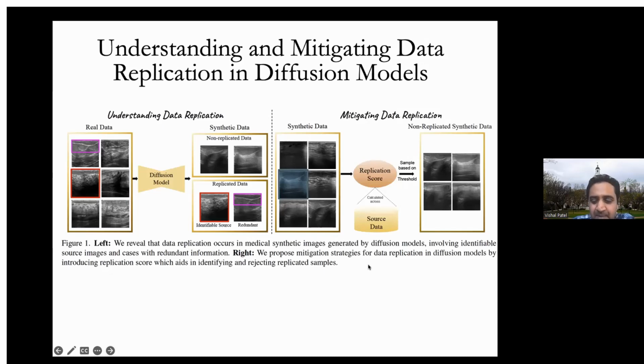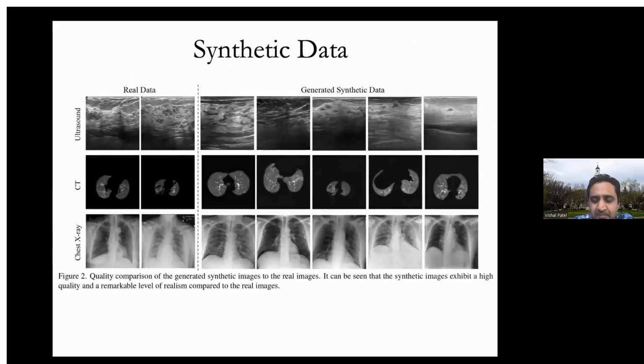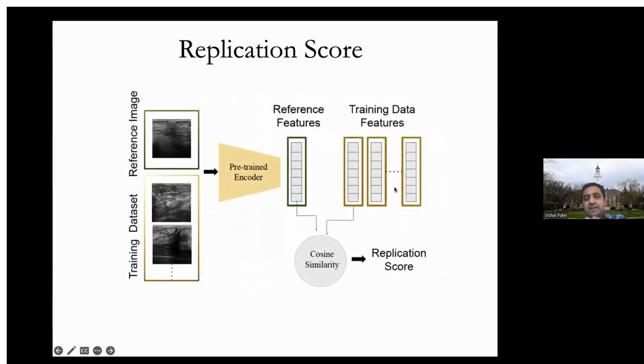So to do that, we came up with this notion of a replication score. And we looked at three different modalities: the X-ray, the CT, and ultrasound. And these are basically some of the images generated by our algorithm. On the left are the real images, on the right are very high quality generated images. They may not be realistic, but they look pretty reasonable, and they're high quality images.